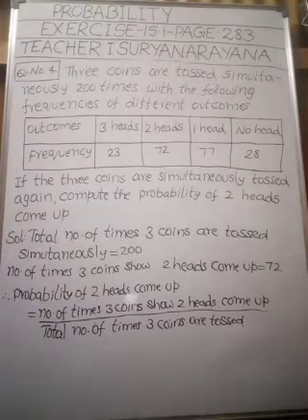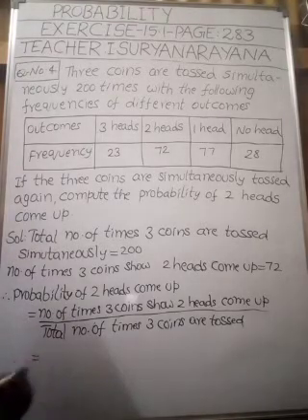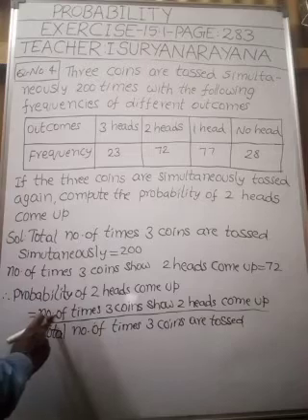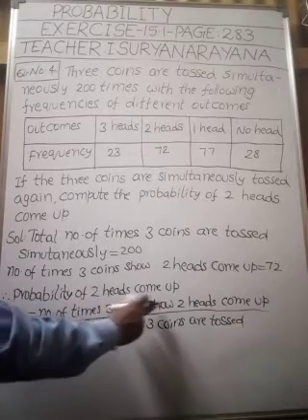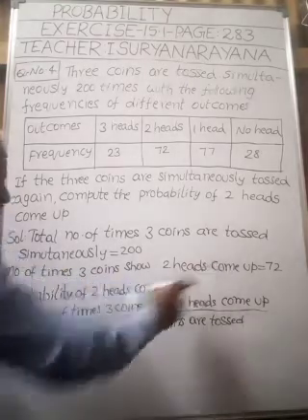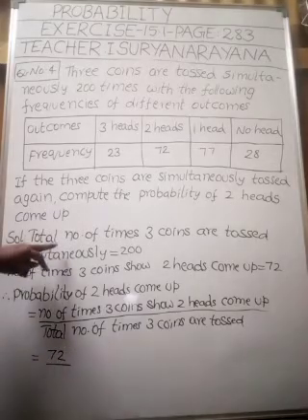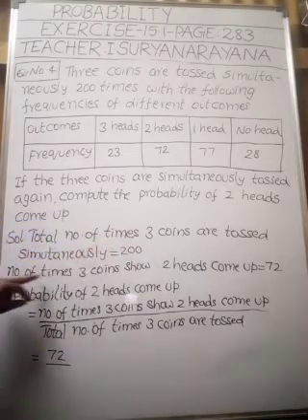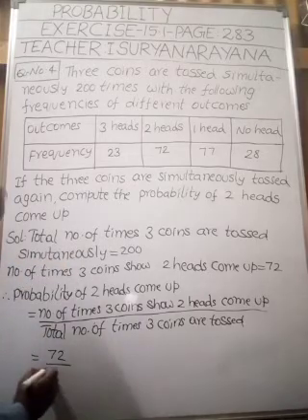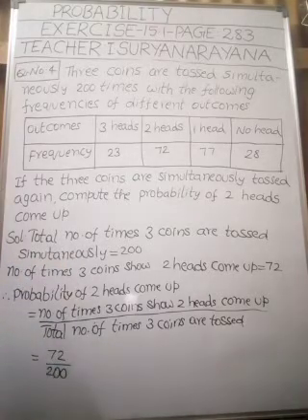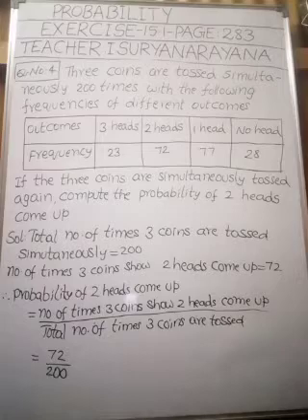Understood this step, my children? Right. That is equal to how many times three coins show two heads come up? 72 by total number of times three coins are tossed. How many times? 200. Understood this step, my children? Right.